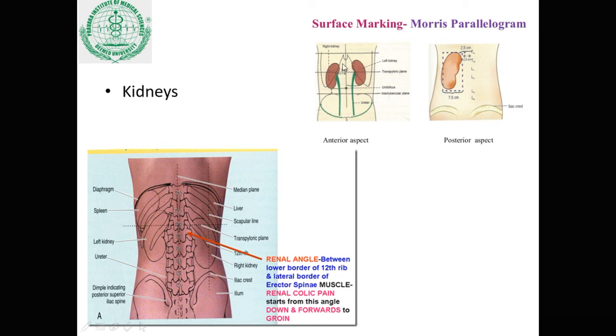The point to note here is the upper poles of the kidneys are lying around 2.5 centimeters from the median plane. Hilum is lying around 5 centimeters from the median plane, while the lower poles of the kidneys are lying around 7.5 centimeters from the median plane. The right kidney is slightly lower than the left kidney.